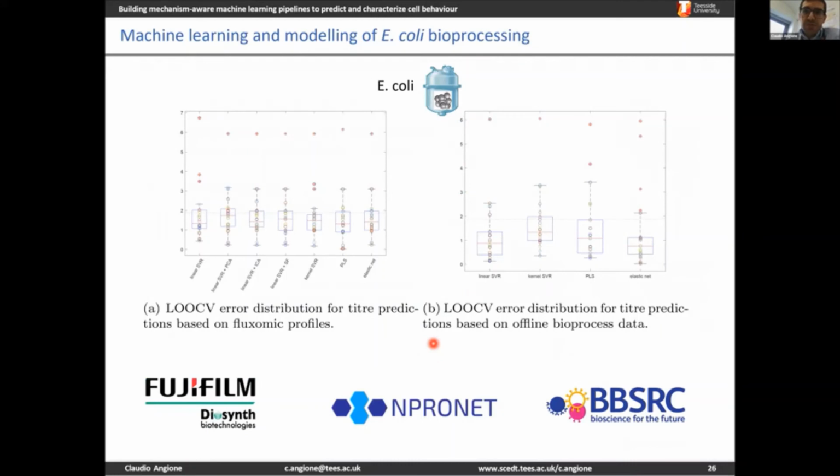With Fujifilm, this is still ongoing. We are trying to predict the best growth conditions for maximizing the titer for E. coli. In this case, it's E. coli. And again, we've been experimenting with many different machine learning approaches. As usual, with flux rates coming from the metabolic model to improve and to explain the prediction from the machine learning bit.